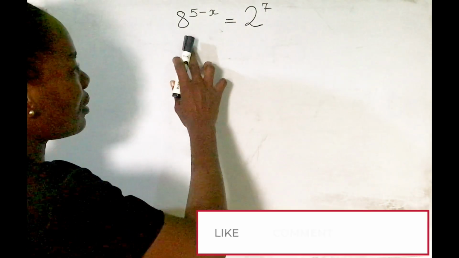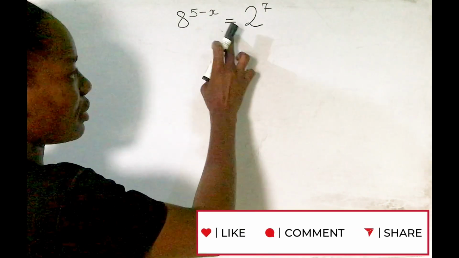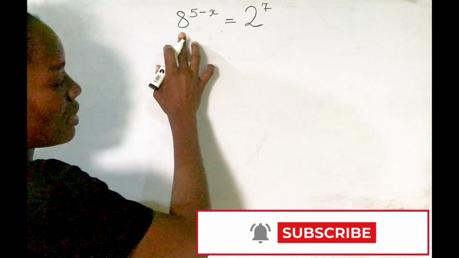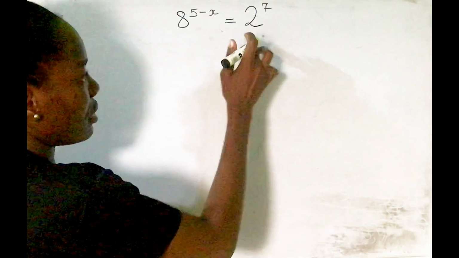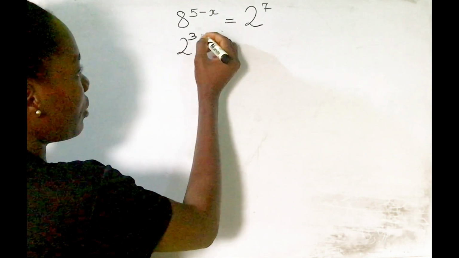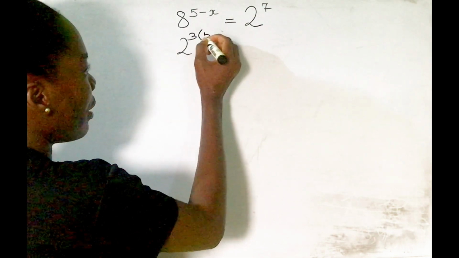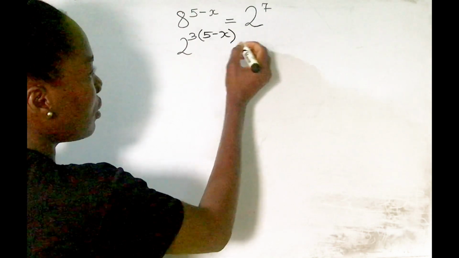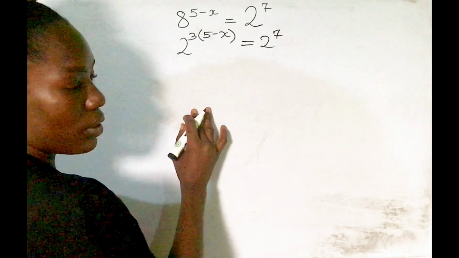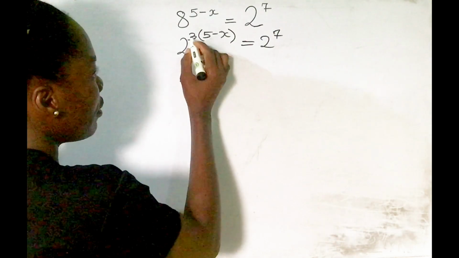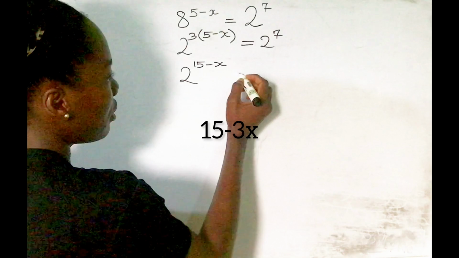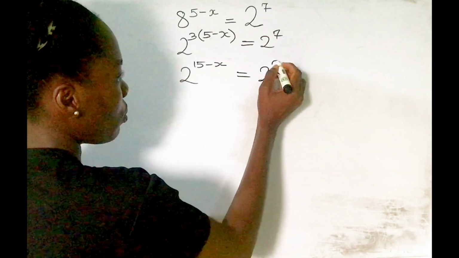Let's solve this equation. Here we have 8 to the power of 5 minus x is equal to 2 to the power of 7. So now let's make this 8 have the same base as 2 on this side of the equation. You can say 2 raised to power 3, which is equal to 8. We have 2 raised to power 3 times 5 minus x is equal to 2 raised to power 7. So 3 times 5 we have 15 minus x is equal to 2 raised to power 7.